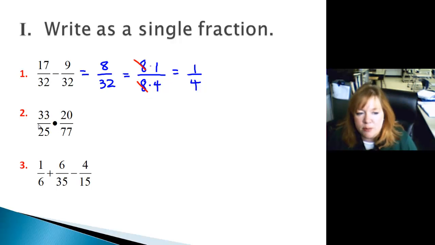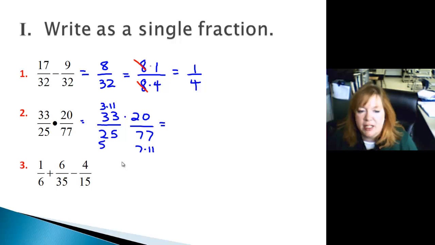So let's look at number 2, 33 over 25 times 20 over 77. I'm going to take the long way and break these apart. So 7 times 11, 3 times 11, so my 11s are going to cancel out. 5 times 5 is 25, and 5 times 4 is 20, so my 5s are going to cancel out there. Then when you multiply across, 3 times 4 is 12, and 5 times 7 is 35. So you're going to have 12 out of 35.